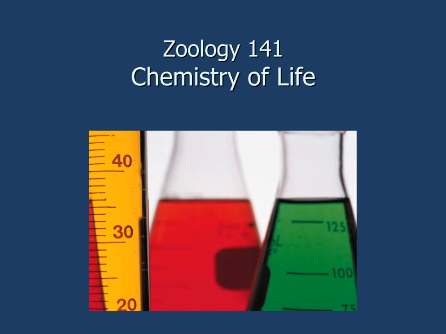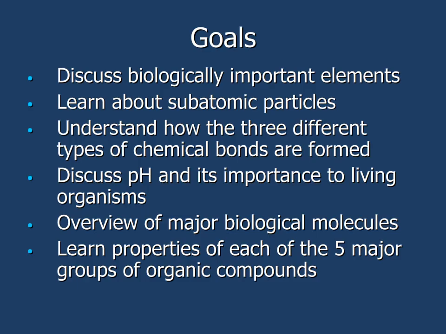Today we're going to be starting our first lecture on chemistry, the chemistry of life. In today's lecture we're going to discuss biologically important elements. We're going to learn about the various subatomic particles and learn how the three different types of chemical bonds are formed. We're going to discuss pH and its importance to living organisms, and finally we're going to go through an overview of the major biological macromolecules, including carbohydrates, proteins, lipids, and nucleic acids.